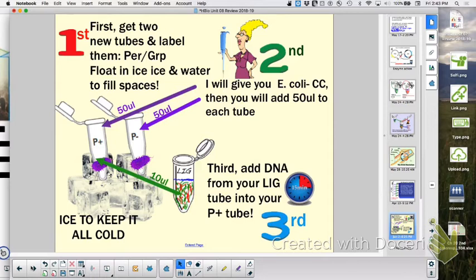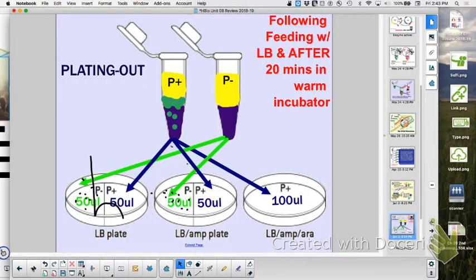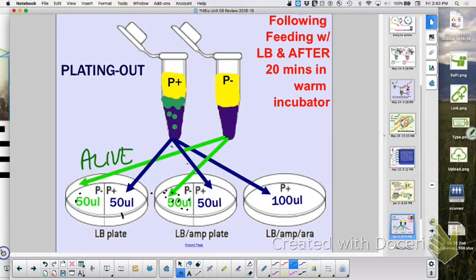And then we plated out. Why did we have a luria broth plate? What was the purpose of this luria broth plate? Yes, are your bacteria even alive? That is the whole point. Because we used antibiotics on the remaining plates, and antibiotics kill living things. So we needed to say, hey, do we even have living bacteria to start out with? So that's why you put your P plus and your P minus on there.